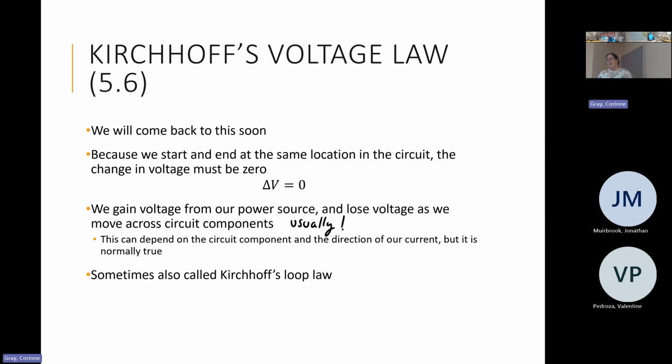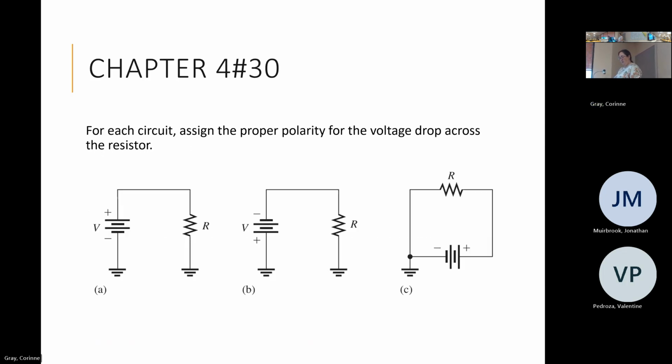So we're going to do one last example, and for this one, there's no math. We just want to try to figure out how we can sum up some values to 0. Before we do that, any questions on Kirchhoff's voltage law so far? So let's talk about these circuits before we attempt to do 30 here.